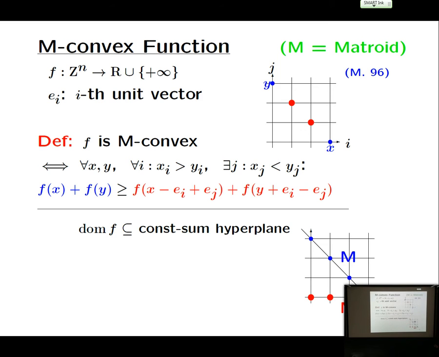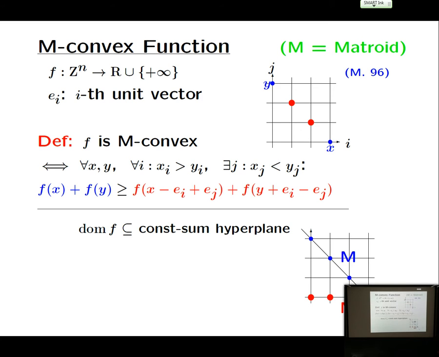And if you take 2 points, x and y, and pick any coordinate i with x_i strictly greater than y_i, like this, x is to the right of y, then there exists another index j with the inequality reversed, such that if we exchange i and j between x and y, then the function value decreases or remains the same. This is a definition. Okay?